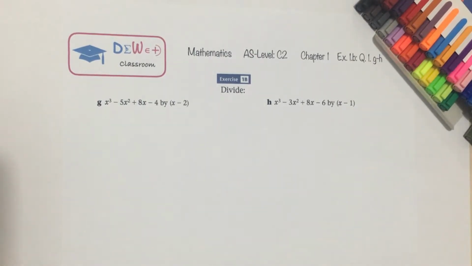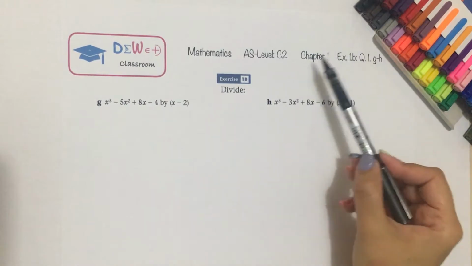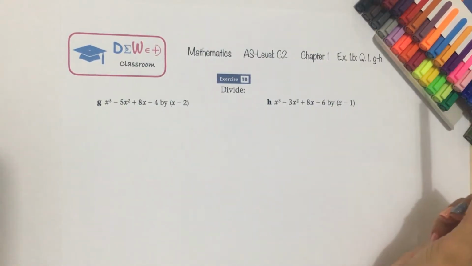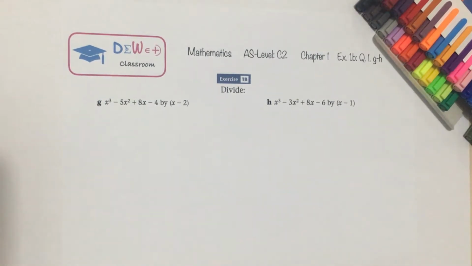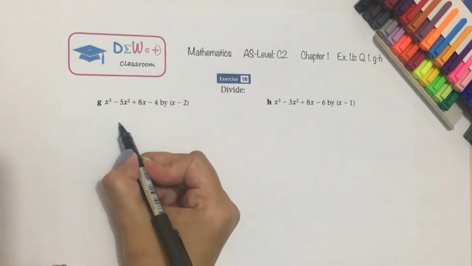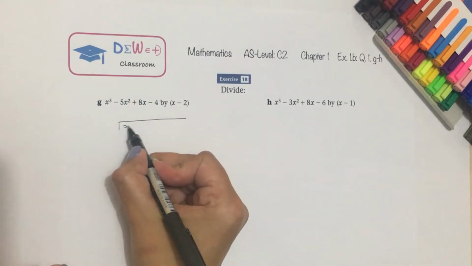In this video we are working from the C2 Core Maths textbook by Pearson. We are busy with the worked examples of Chapter 1, Exercise 1b, Question 1, G and H, dividing polynomials with their factors. First of all we start off with number G and we rewrite it in long division method.